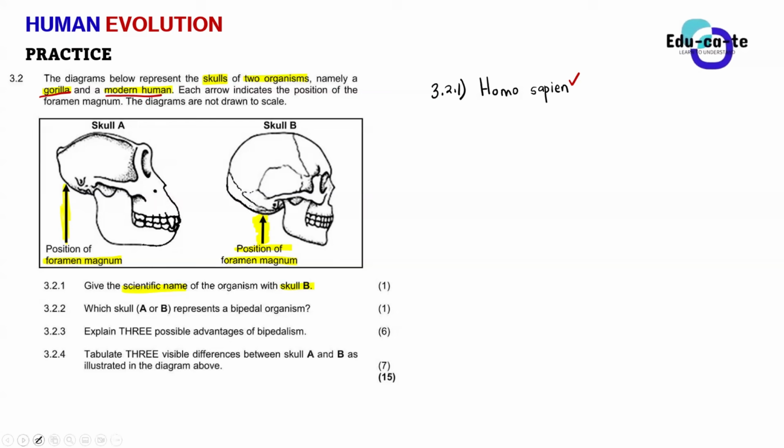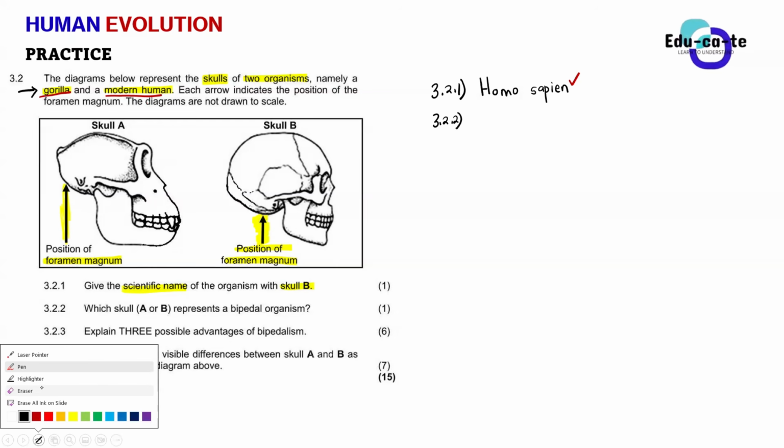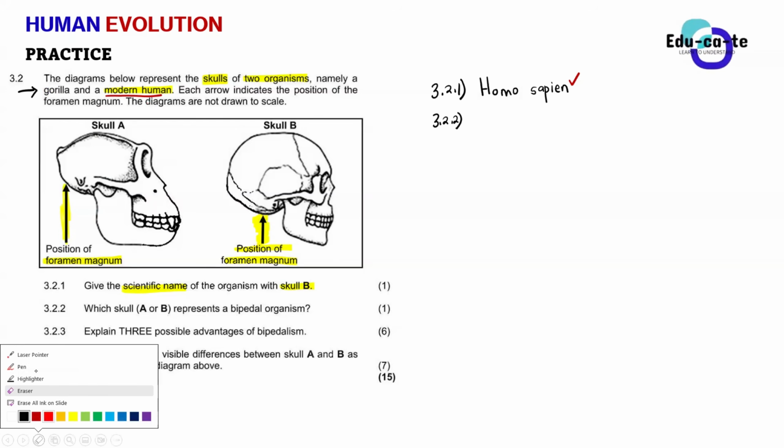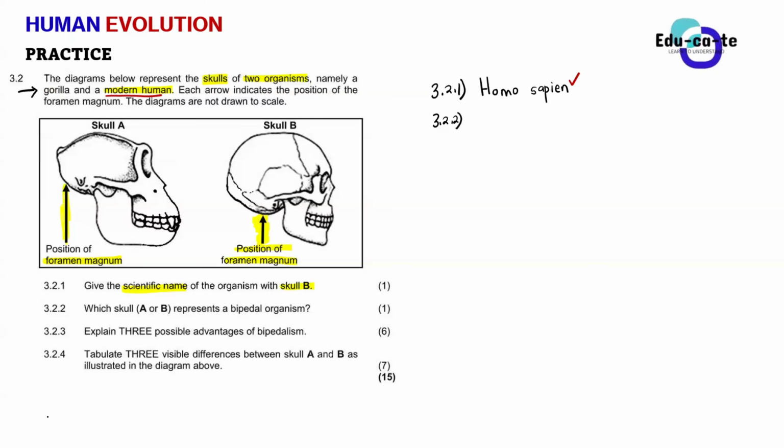If they say skull A, I was going to say African ape. No. They've already told you in the scenario that it is a gorilla, so you don't have to be general and just say African ape. Remember, African ape can refer to gorillas, chimpanzees, bonobos, or even orangutans. The fact that they've mentioned that you are given the skulls of two organisms, namely gorillas and modern humans, means you cannot just generalize and say African ape. That's the importance of reading the statement.